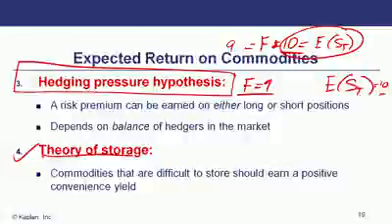So it's this hedging pressure hypothesis. Where are the hedgers? Are they predominantly long or are they predominantly short? If they're predominantly short, that's the farmers, there's going to be a normal backwardation. If they're primarily long, they are bakers, need to buy wheat, then there's going to be normal contango.